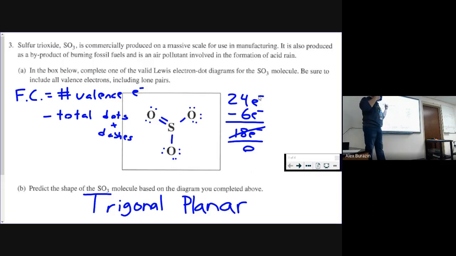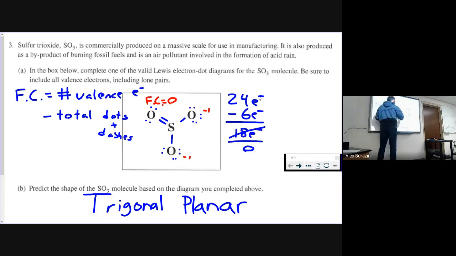So, if I check the formal charge, currently this oxygen with the double bond would have a formal charge of 0. Okay, I would have 6 valence electrons originally on the oxygen minus 1, 2, 3, 4, 5, 6 dots and dashes. So this formal charge equals 0. That's good. The formal charge over here equals 6 valence electrons minus 1, 2, 3, 4, 5, 6, 7 dots and dashes. Minus 1. Same calculation, right? The formal charge is negative 1. Formal charge is negative 1. What would the formal charge of sulfur be?